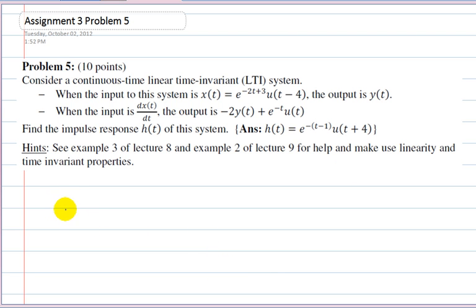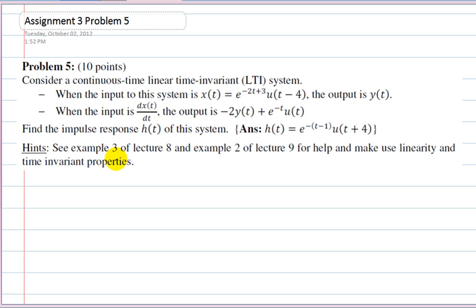Okay, so many of you have questions or difficulty with this number 5 problem of summing 3. So I'm going to just talk about it here, okay? Actually, there are some hints here. See this example, lecture 8, and example 2, lecture 9.